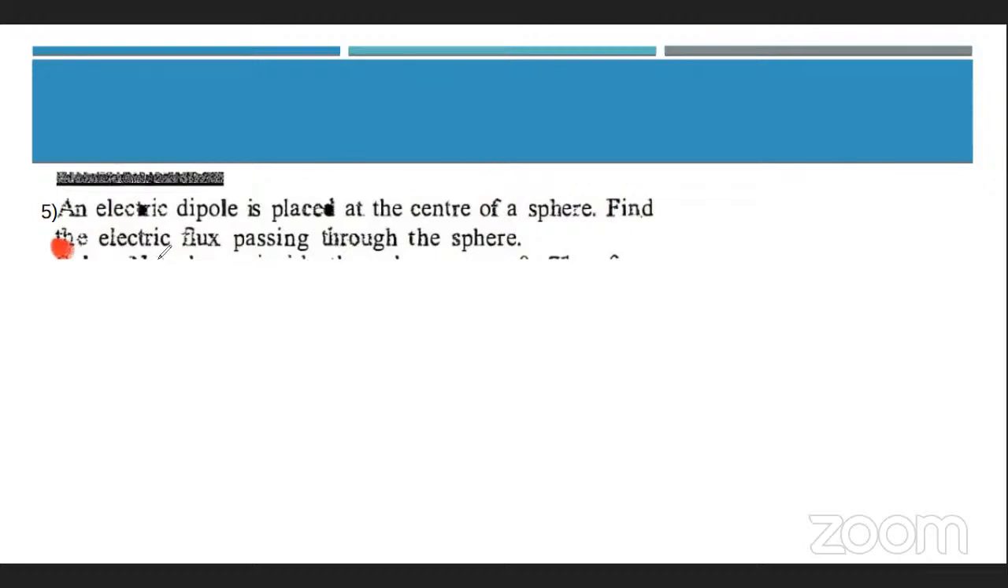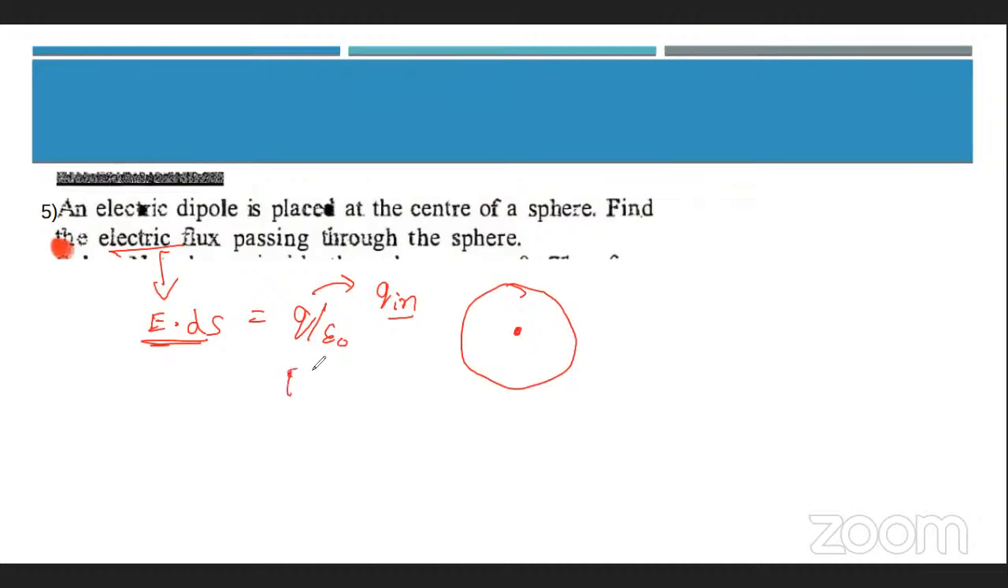See, they're talking about the electric flux. The formula for electric flux is basically the integral of E dot dS, which is equal to Q by epsilon naught according to Gauss theorem. That Q here is basically the Q enclosed or Q inside. When we are talking about the sphere with the dipole at the center, Q in is zero. That's why electric flux phi is zero. Why is phi zero? Because Q inside the sphere is also equal to zero.